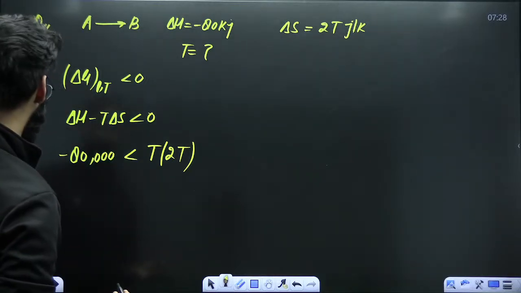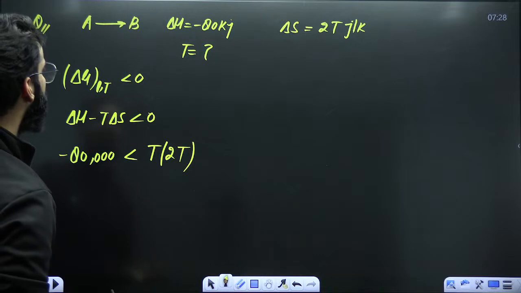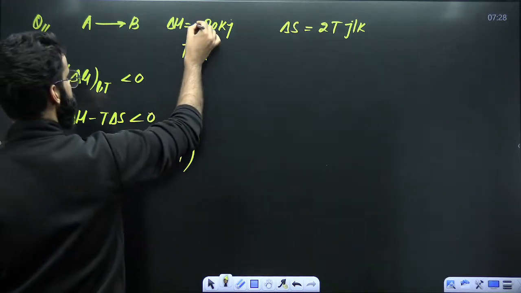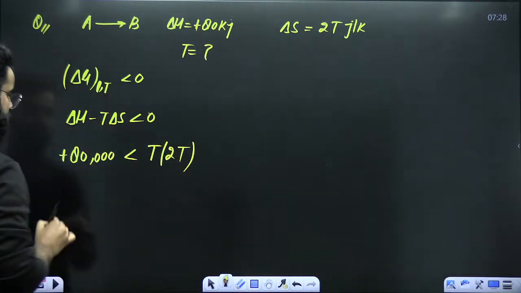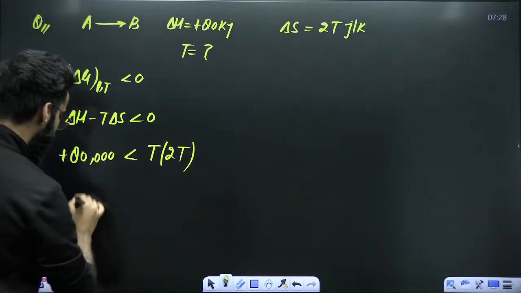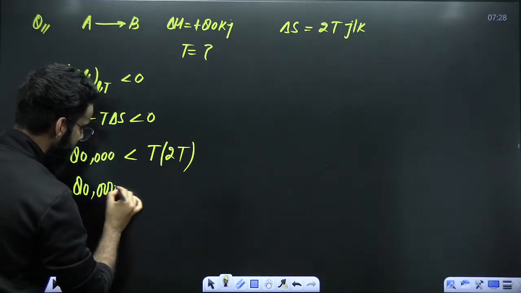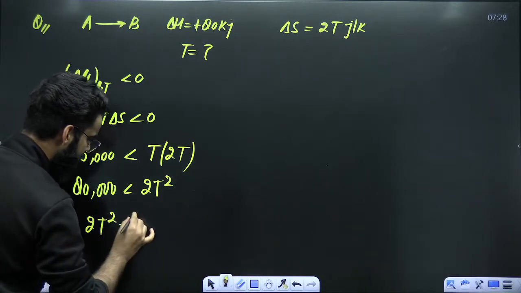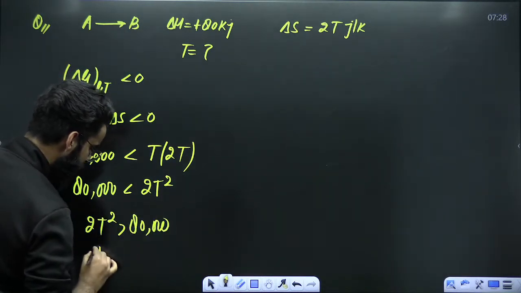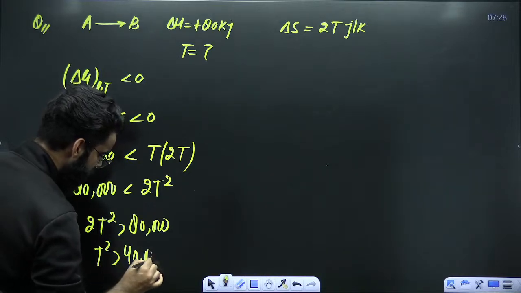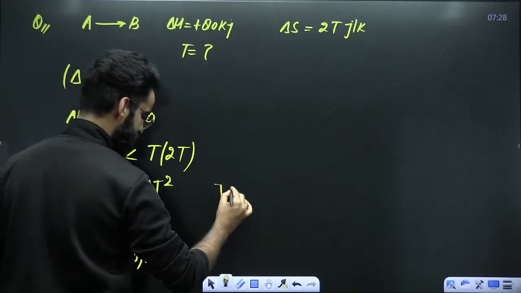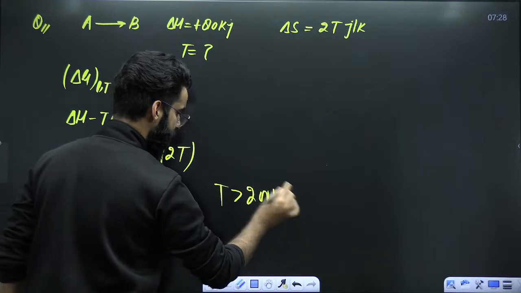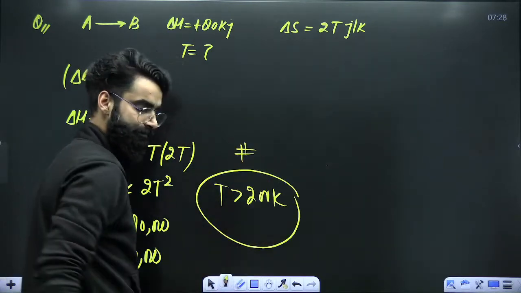This minus, just a second. So make it positive. So this is plus 80,000 less than. So 80,000 is coming out to be less than 2T square, or you can say 2T square is greater than 80,000, or you can say T square is greater than 40,000, or I can say T is greater than 200 Kelvin. So what is meant by this particular thing?